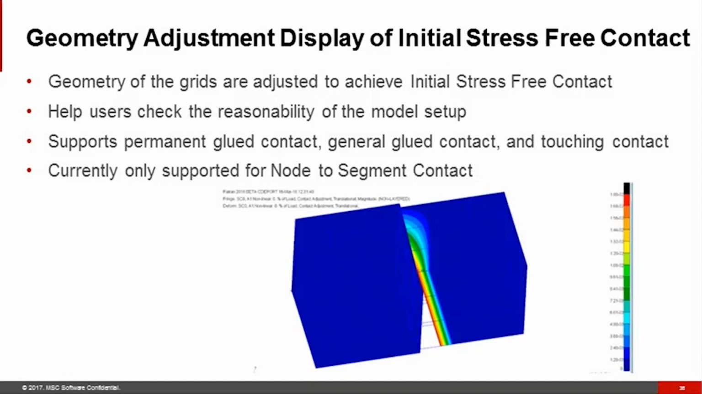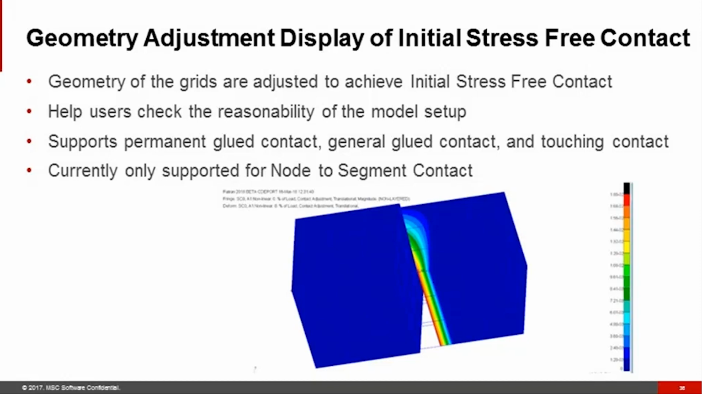The second option that was added was the geometry adjustment to display the initial stress-free contact. There are so many cases where the models have initial gaps or penetrations at the contacting surface. In this case, the solver automatically, if you define initial stress-free, will provide special techniques to achieve this goal and move the nodes so there are no stresses at the very initial step. And this is important to note, and it's important to view this as a user so you can make sure that it is doing what you wanted it to do.